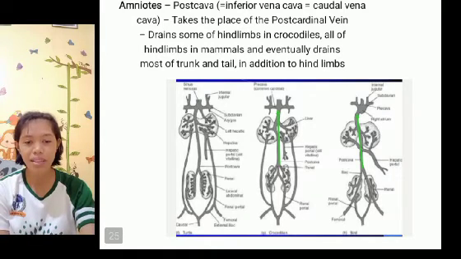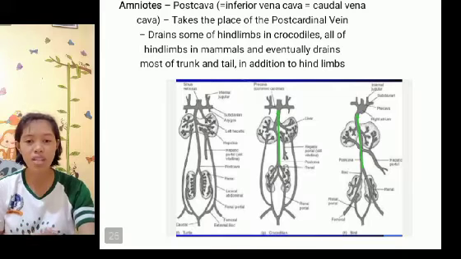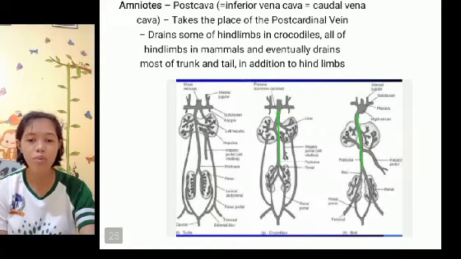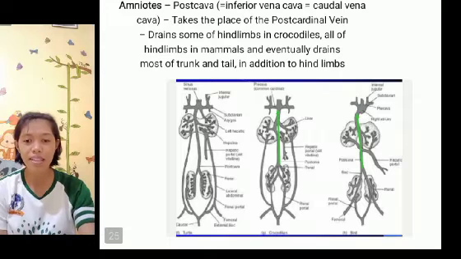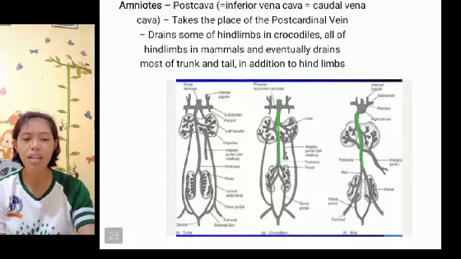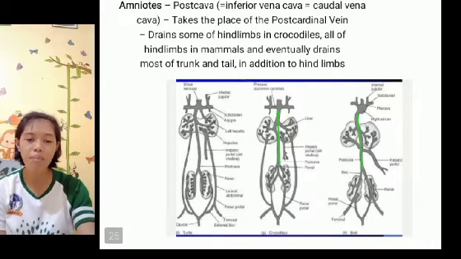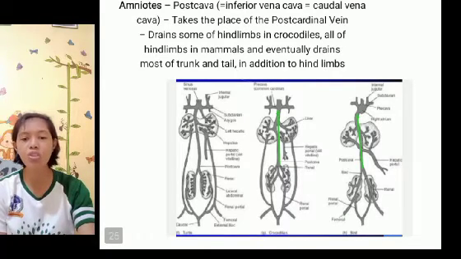But this post cava, since there is a disappearing of the postcardinal vein, there must be new vessels that will form. So that will be our post cava. It takes the place of the postcardinal vein. It will drain some of the hind limbs in crocodiles, all of the hind limbs in mammals, and eventually drains most of the trunk and tail in addition to the hind limbs.